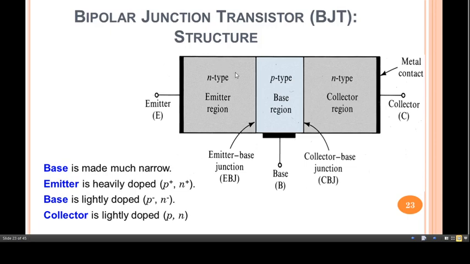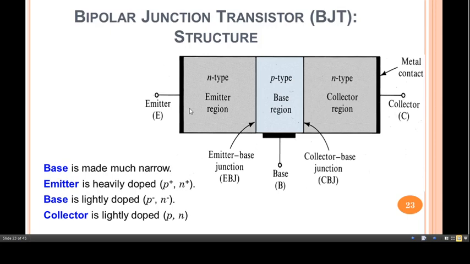Now the structure of BJT. Here we can observe one BJT represented. There are 3 regions. The first region is the emitter region, second is the base region, third is the collector region. To each region a metallic contact is connected and a terminal is taken out. This terminal is called the emitter terminal, this is the base terminal and this is the collector terminal.